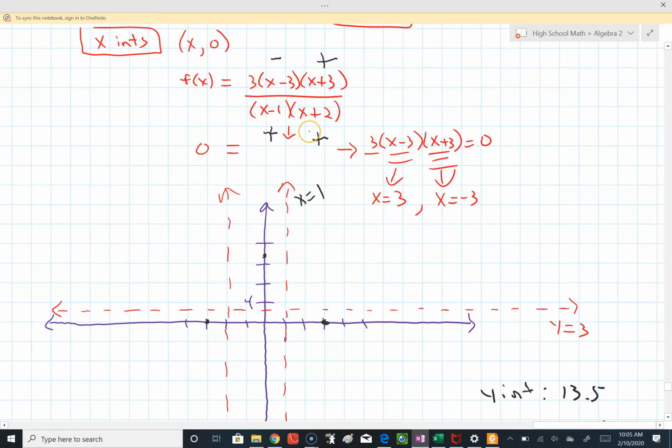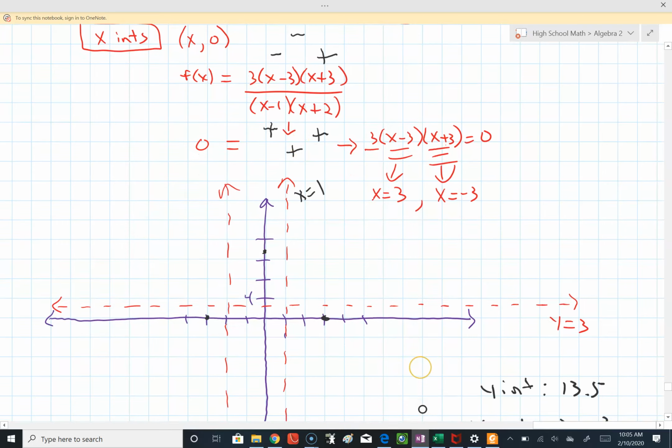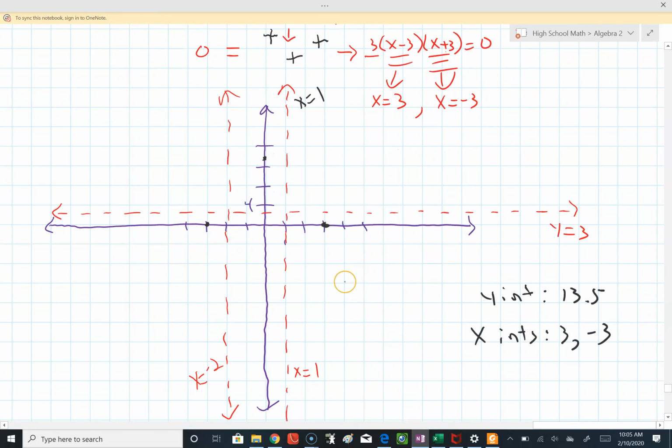What's a positive times a positive? What's a negative times a positive? What's a negative divided by a positive? Negative. We are going to go to negative infinity over here. Okay? So that means it's going to flatten out over here.